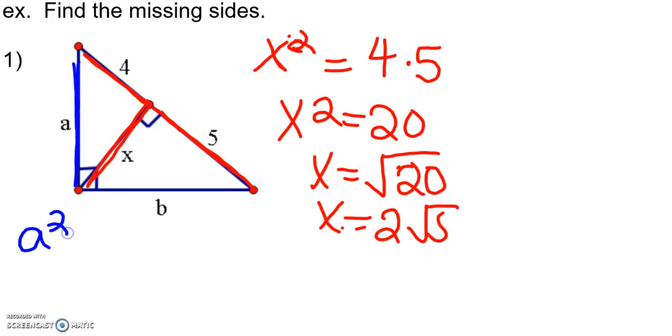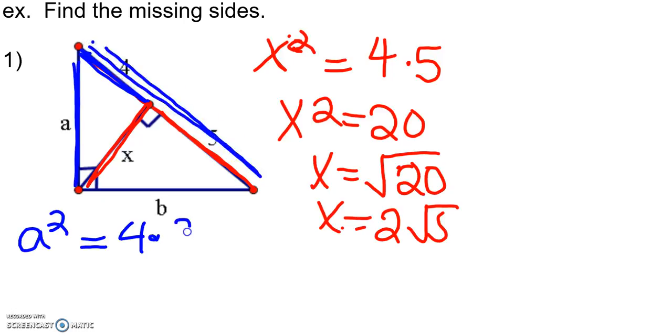And a squared equals 4. So the corresponding segment of the big hypotenuse times the whole hypotenuse. So that's 9. So then we get a squared equals 36. So a equals 6.